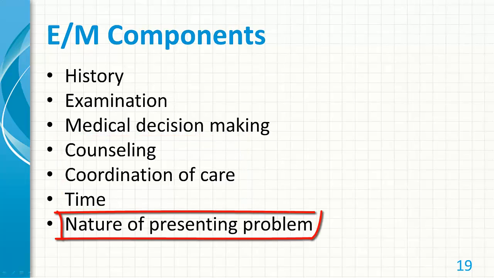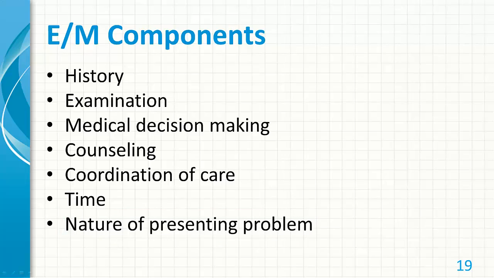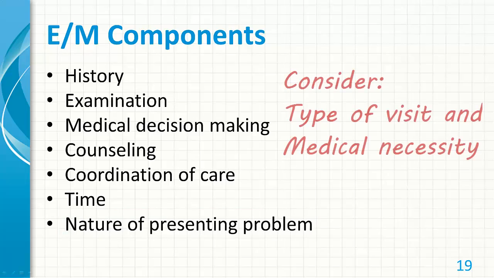Nature of presenting problem is listed as a component and mentioned in the code descriptions themselves as a guide. Two other factors, not formally E&M components, are also important in determining the level of the code. These are the type of appointment and medical necessity. The type of appointment, such as addressing an acute problem, following up on care for chronic problems, or reevaluation after a gap in treatment, has a major influence on the work conducted during the visit.